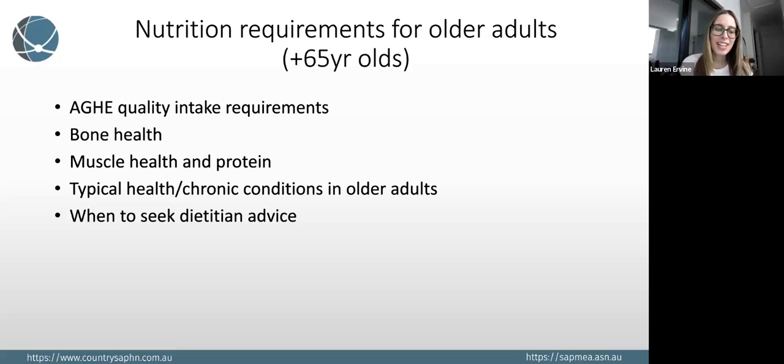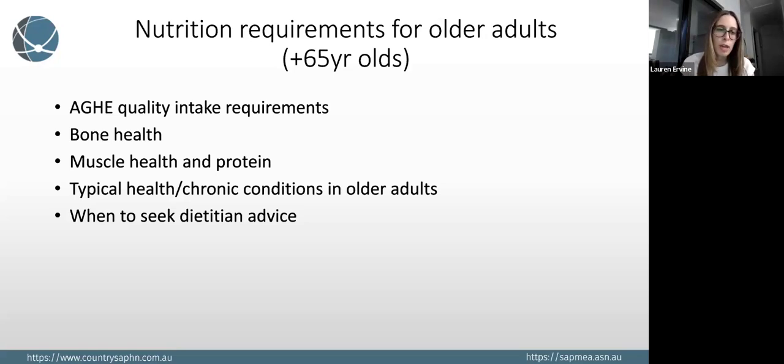So I'll be talking to you guys about the nutrition requirements for older adults, so above 65-year-olds, and then we will touch a little bit on over 50s, in particular women here as well. So we'll talk about that particular point in the life cycle. What we'll touch a bit on here is a little bit of the Australian Guide to Healthy Eating, just for quality intake, and more so guidelines and recommendations versus exact food groups, but we'll touch on some nutrients in particular.